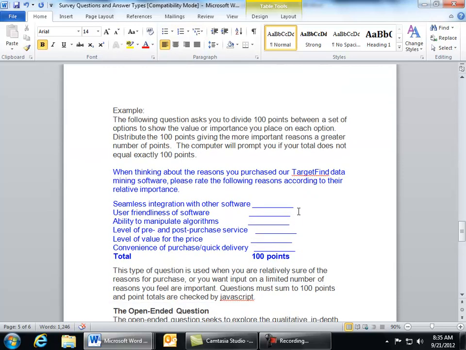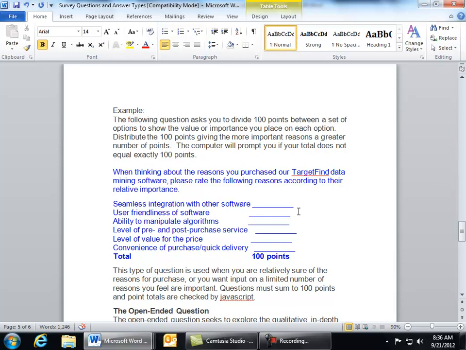The following question asks you to divide 100 points between a set of options to show the value of importance you place on each option. Distribute the 100 points, giving the more important reasons a greater number of points. The computer will prompt you if your total does not equal exactly 100 points. This, of course, is a little bit easier to do with a computer, or obviously a mathematical mind.